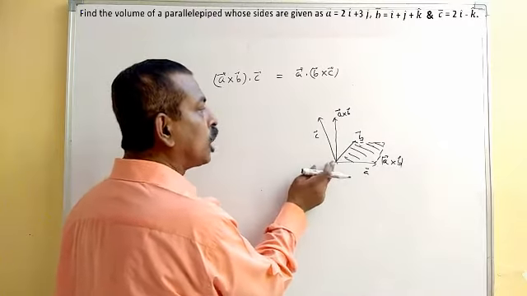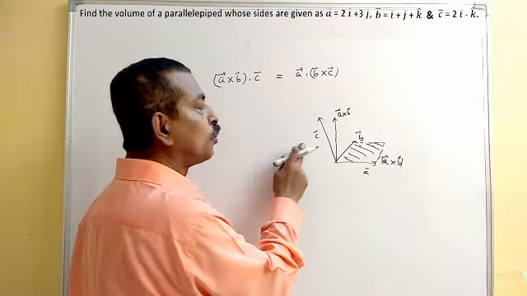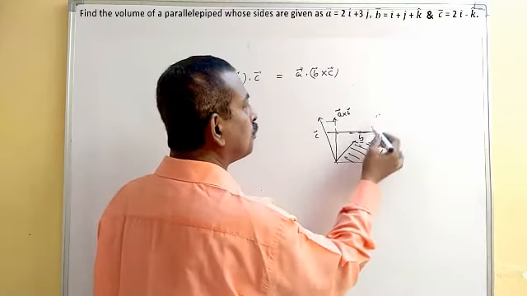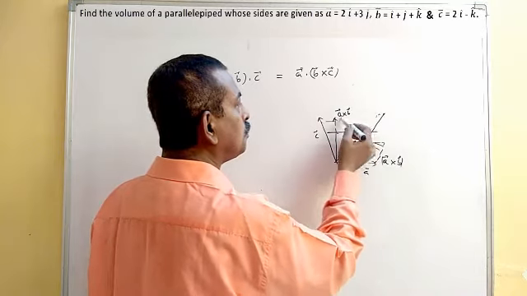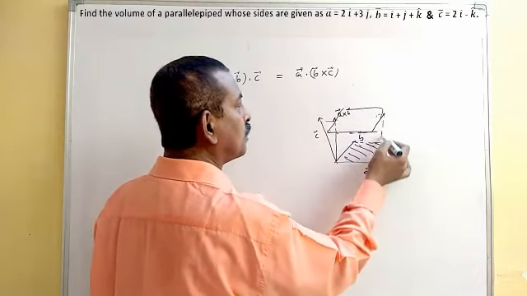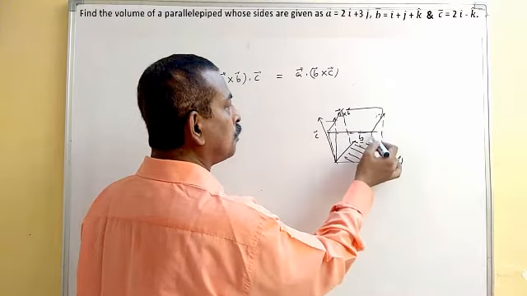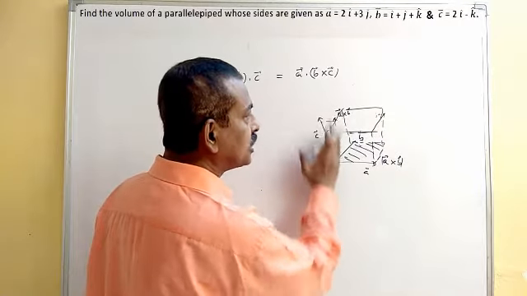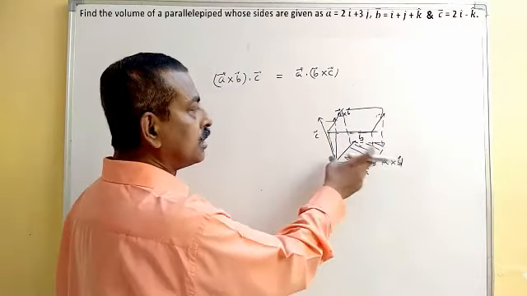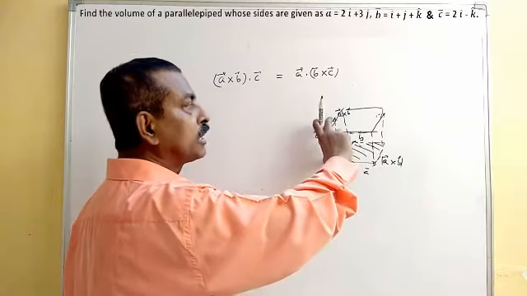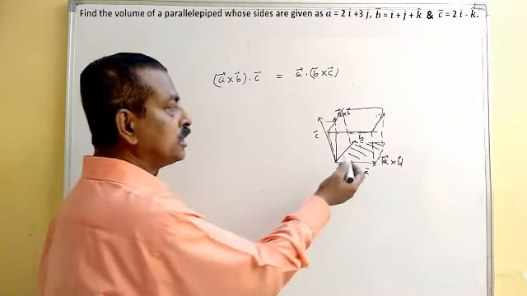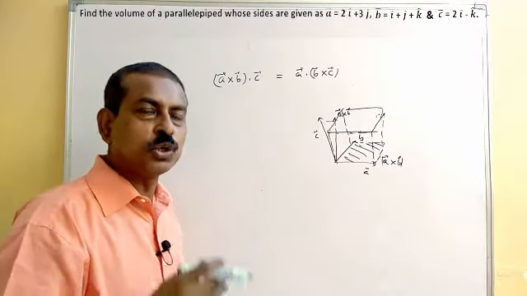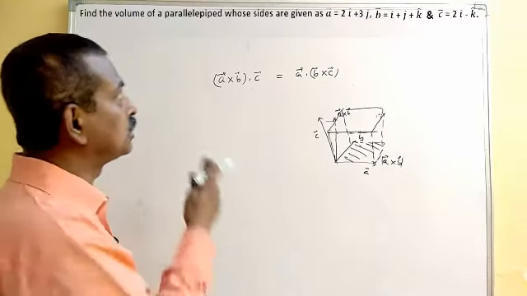And now you are taking its dot product with vector C. So what will it give you? It will just give you the component of this one in its direction. This will basically give you the projection of this one in its direction. That means this is the base, and this projection will give you the height. So this will be base into height. That will give the volume of the parallelepiped. So you have to find the volume of the parallelepiped for this one.